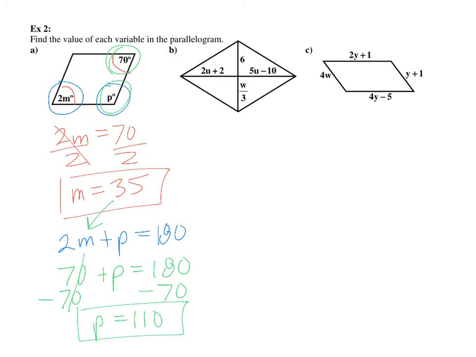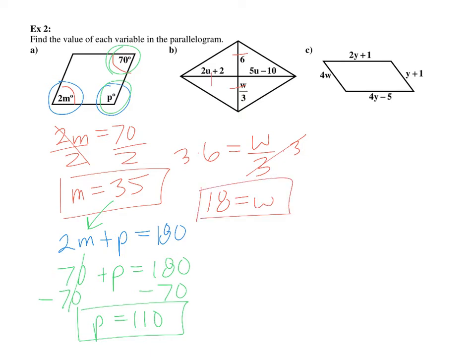For B, we have diagonals here, and we know that the diagonals bisect. So I know that these are equal. 6 is equal to W over 3. How do you get W by itself? Multiply by the denominator, always the bottom number. So I have 18 is equal to W.